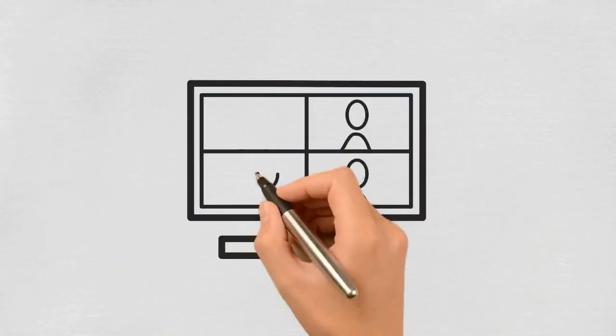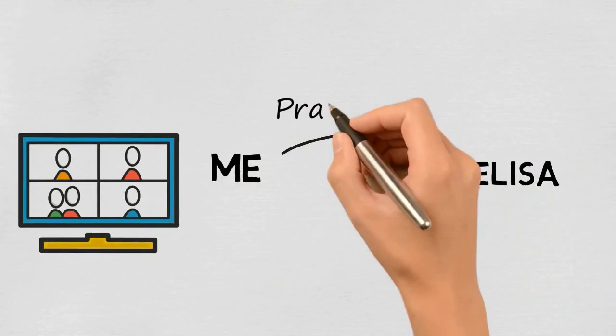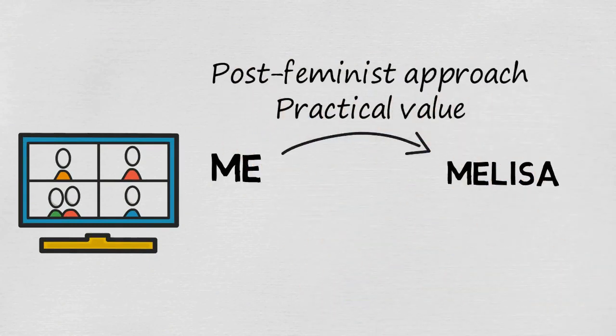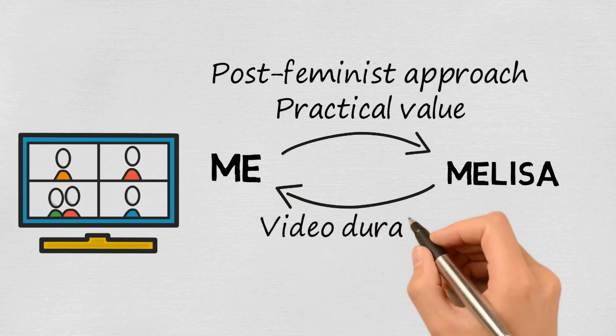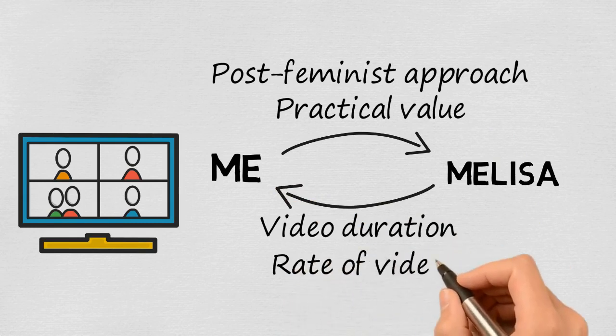For example, during the team meeting in week 6, I pointed out that Melissa had neglected to show the practical value in her task and should provide a post-feminism approach to digital content. She helped me find out in the week 11 meeting that the duration of my edited video exceeds the requirement and suggested I adjust the rate of the video.